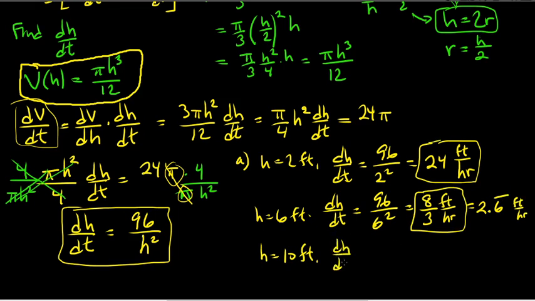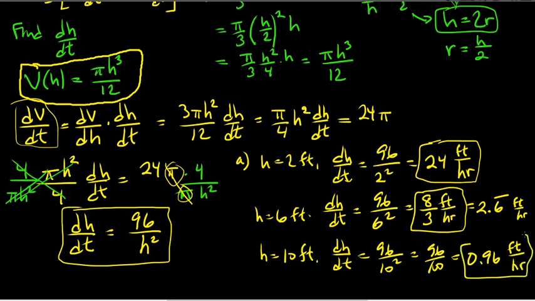And finally, when h is 10, we get 96 divided by 10 squared. So that's 96 over 100, or 0.96. Again, feet per hour. All right, there we go. And that was just part A.